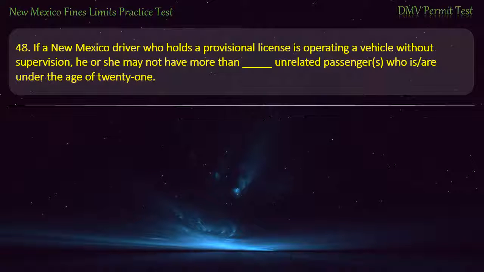Question 48. If a New Mexico driver who holds a provisional license is operating a vehicle without supervision, he or she may not have more than unrelated passengers who are under the age of 21. 4, 3, 1, 2. Answer. 1.